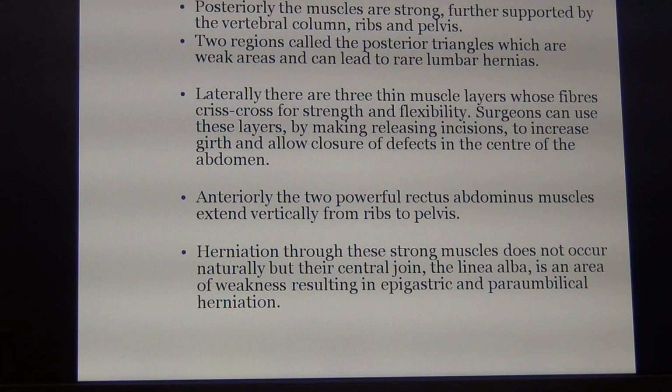Herniation through these strong muscles does not occur naturally unless in the area of the linea alba, which is the central joint area of weakness, resulting in epigastric and paraumbilical hernia. So normally the hernia does not occur through the strong muscles, but in the weak areas. These weak areas are present naturally in the anterior abdominal wall and posteriorly, laterally.